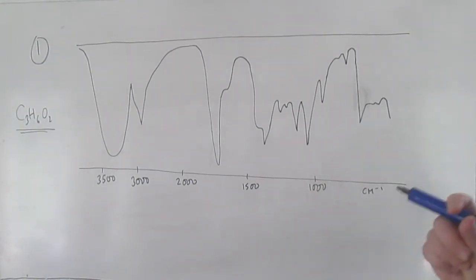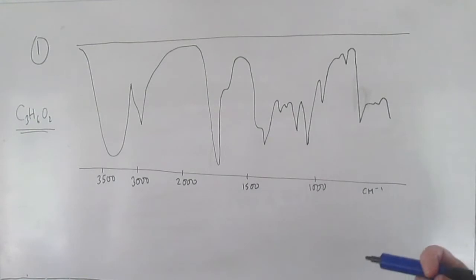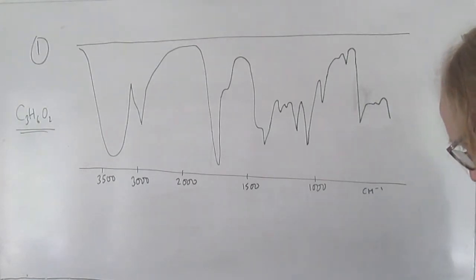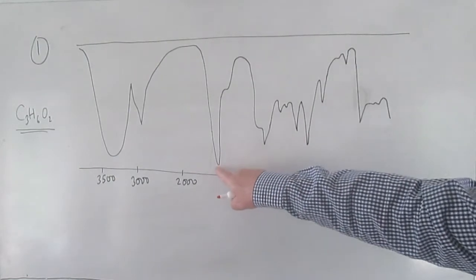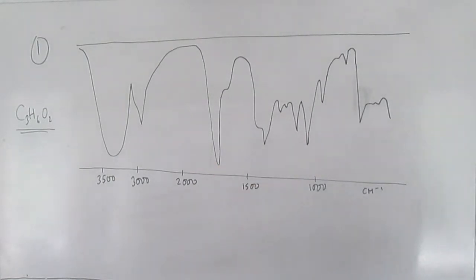A lot of people didn't actually quote the datasheet, and they won't necessarily accept what you've said unless you've done that. So the important thing is to look at this and, for example, see this strong peak around 1700 and say, right, that looks to me like a carbonyl peak. But it's not enough to say there's a strong peak around 1700, that's carbonyl. You've got to show that it really does fit.